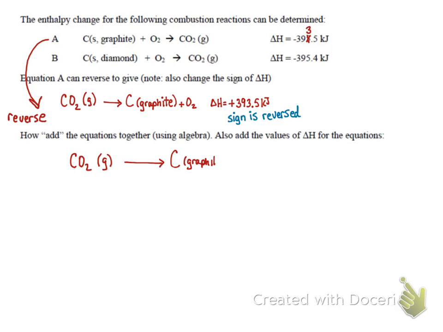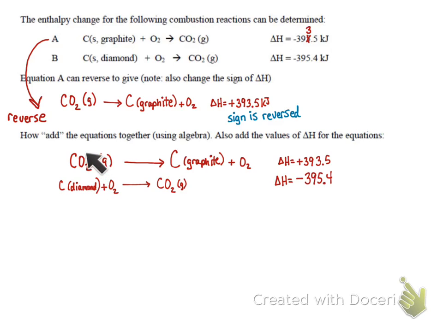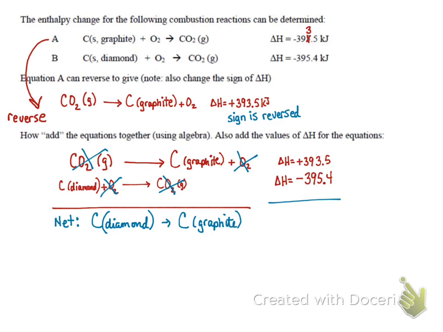So now what we can do is rewrite the equations A and B, where A has been flipped around and its sign is opposite. B equation is the same, diamond plus O2 making CO2. So its delta H is the same, and we just analyze them using algebra. If we think of the arrow as an equal sign, CO2 on both sides of the equation can cancel. O2 is on both sides of the equation, and it can cancel. And we are left with carbon diamond goes to make carbon graphite.